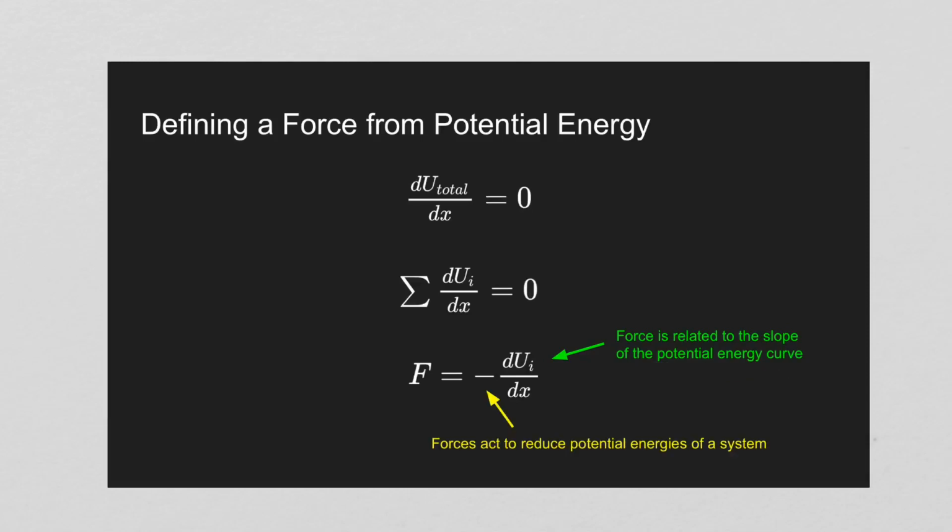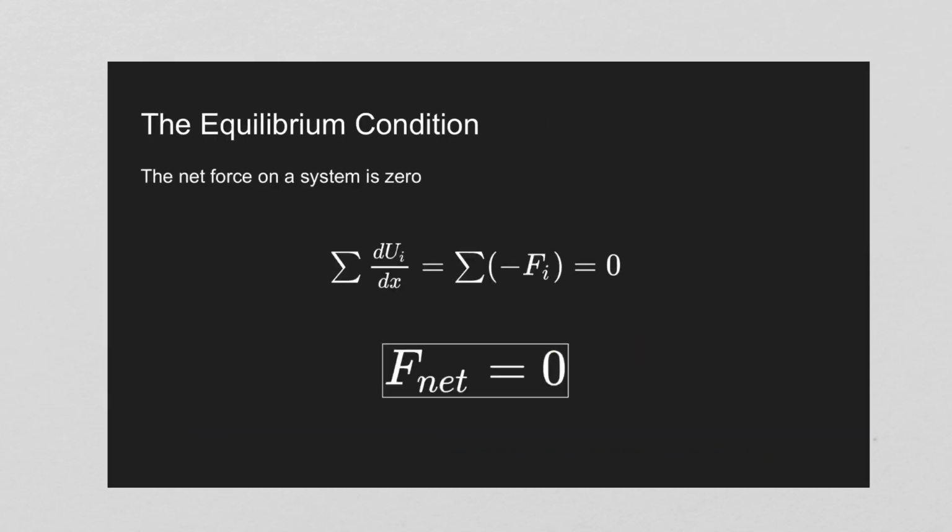What's that minus come from? Well, good question. Forces act to reduce potential energy of a system. If you have a ball, it'll fall down. And why? Because it reduces gravitational potential energy. So our equilibrium condition becomes the change of potential energy with respect to x, which is equal to your forces, equals 0. Or that there's no force acting on this. The potential energy with respect to x isn't going to change.